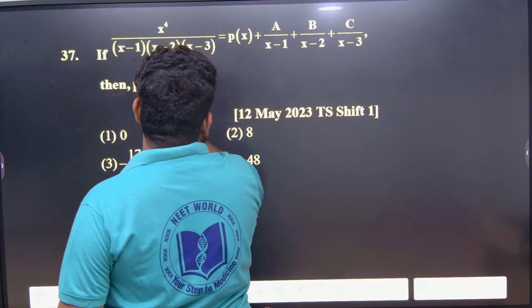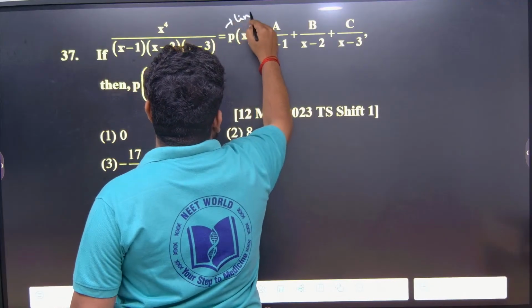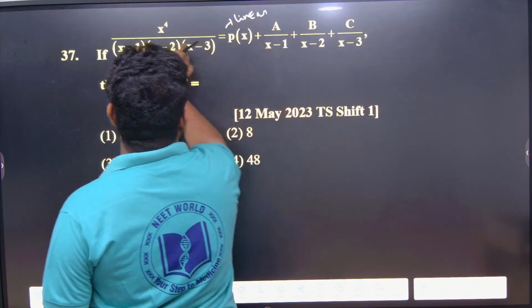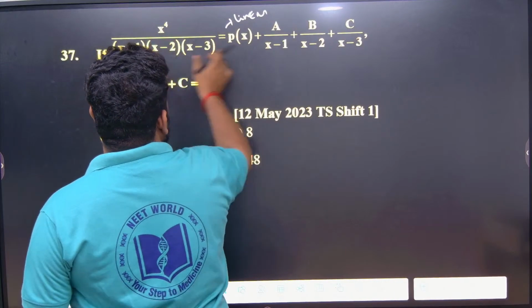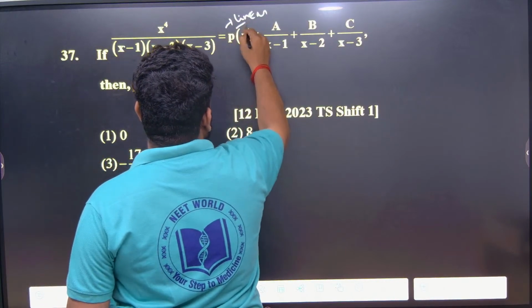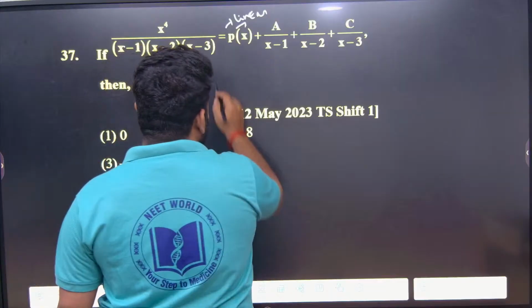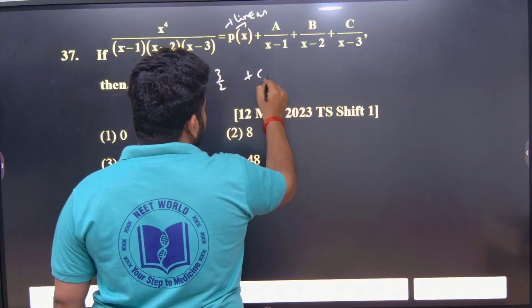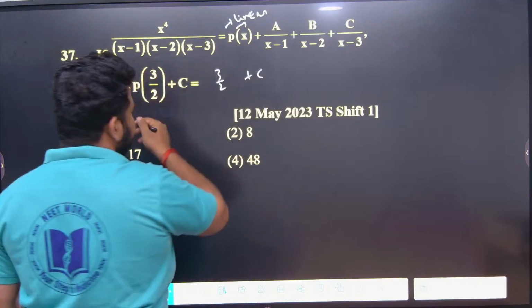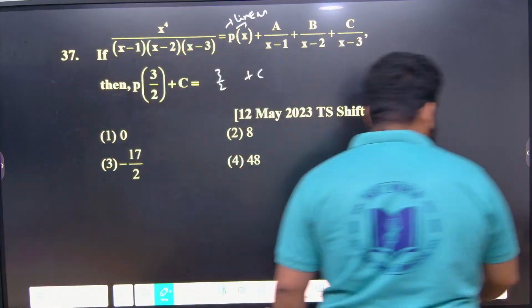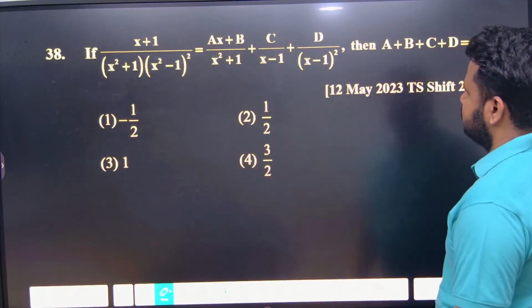So this will be linear, but which linear? To find out, we have to divide the numerator by the denominator and we will get the value of p(x), that is the quotient value. Once you get it, you put in the value 3/2 and find p(3/2), then find the value of c and add it. So I have just told the approach for this question.